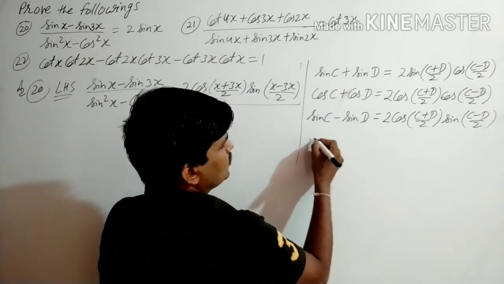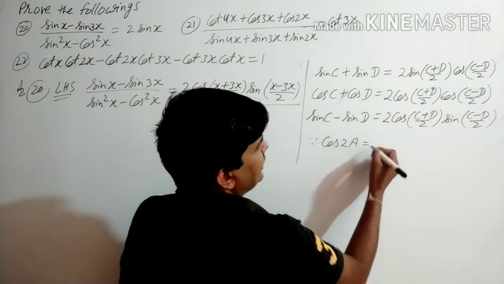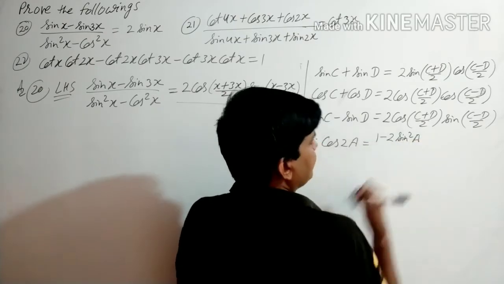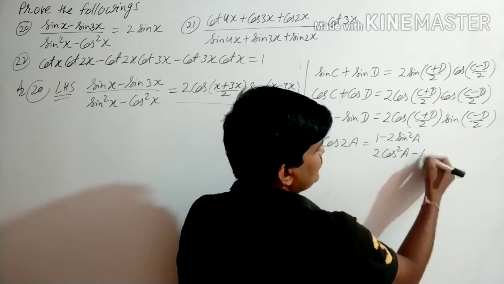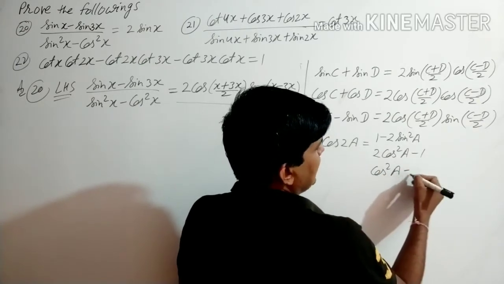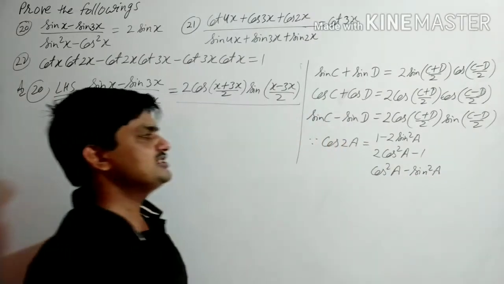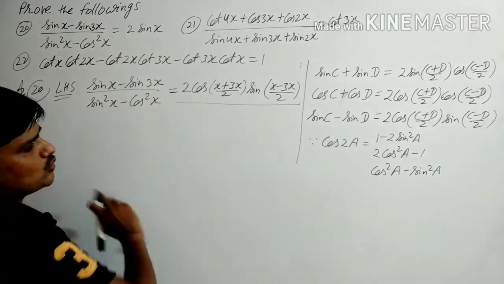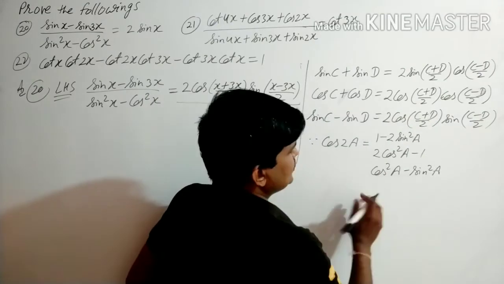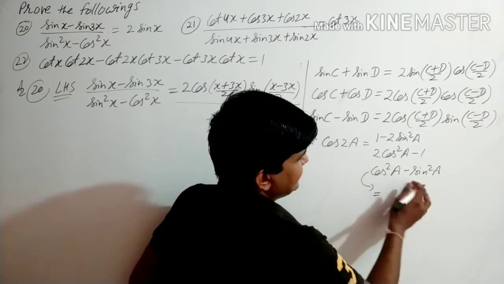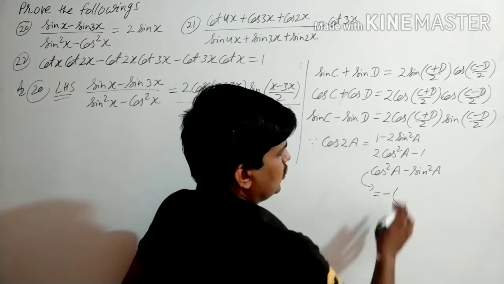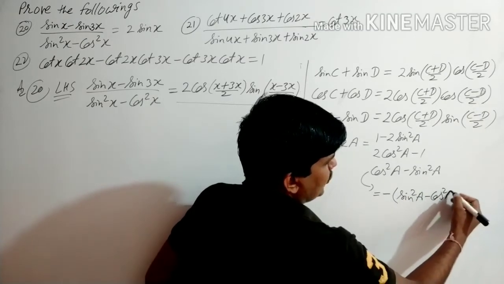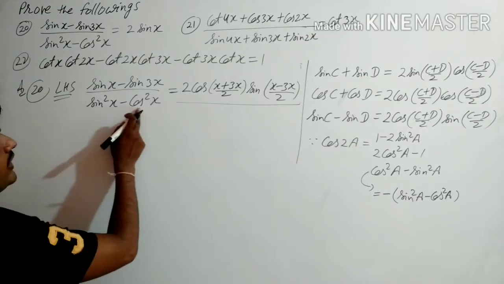And since we know that cos 2a equals 1 minus 2 sin square a, 2 cos square a minus 1, and the third one is cos square a minus sin square a. These are the three values of cos 2a. So this sin square x minus cos square x, if we take negative common, can be written as sin square a minus cos square a.